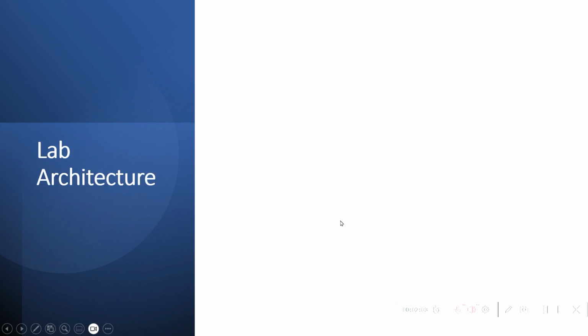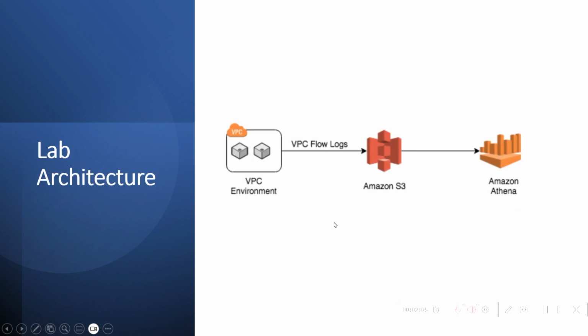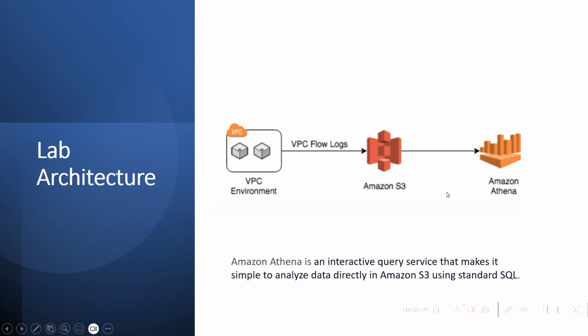And what will be the architecture of our lab today? So we will have one VPC environment. We will be storing the VPC flow logs in an Amazon S3 bucket, and then we'll use Amazon Athena to analyze the VPC flow logs. Amazon Athena is an interactive query service that makes it simple to analyze data directly in Amazon S3 using standard SQL. So let's jump into our lab for today.